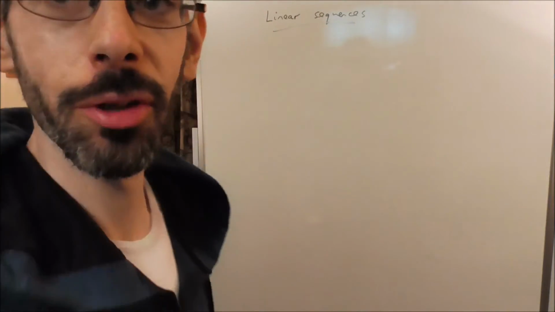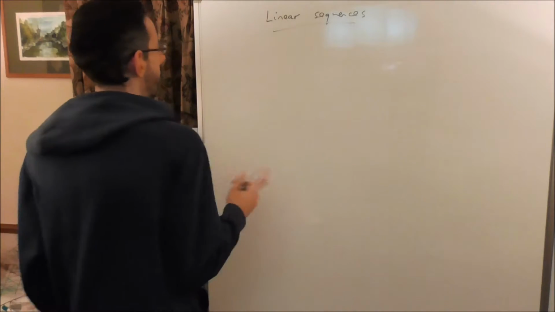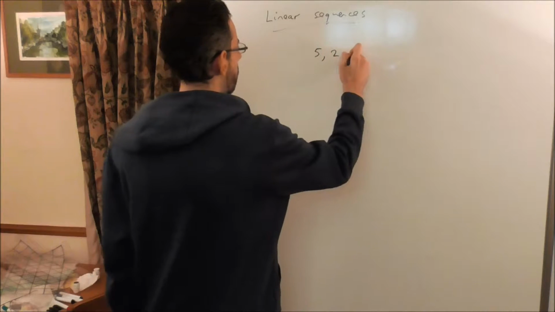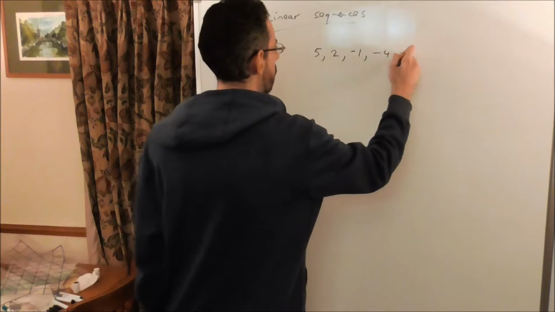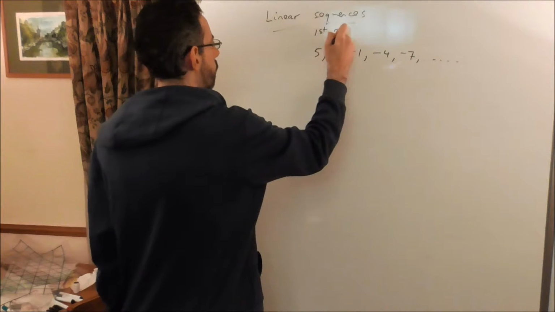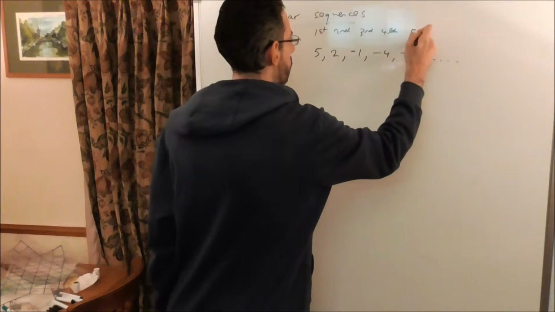Right, now, linear sequences can go down by the same amount each time. So let's do one that's going down. Let's try and find an expression for the nth term of one of those sequences. So consider the sequence 5, 2, minus 1, minus 4, minus 7. So here I've given you the first 5 terms: the first term, the second term, the third term, the fourth term, the fifth term.